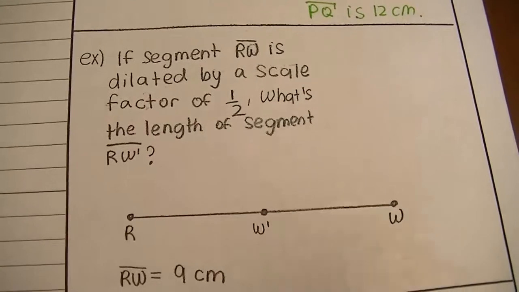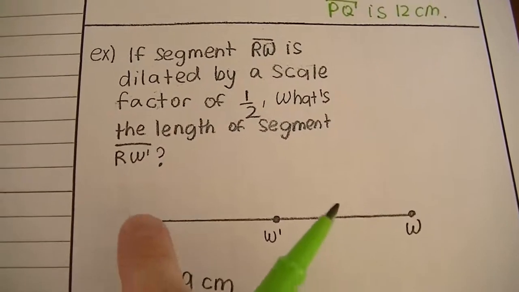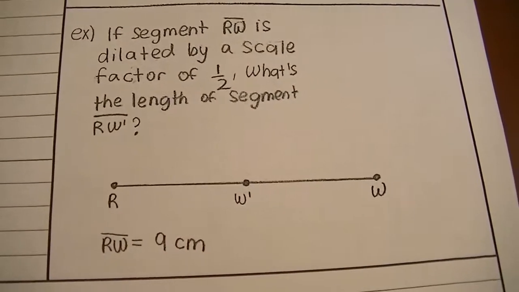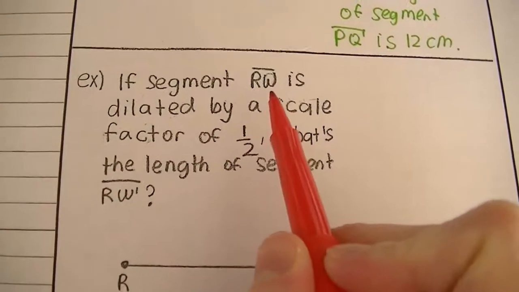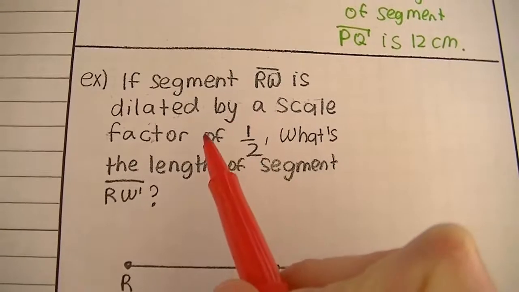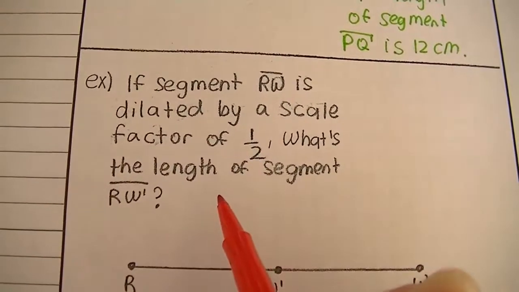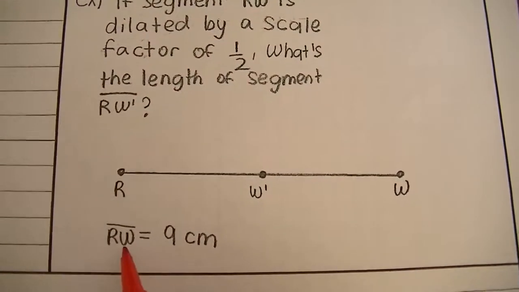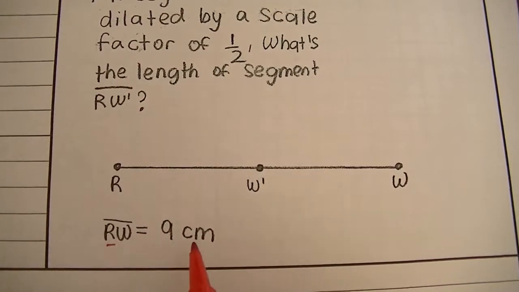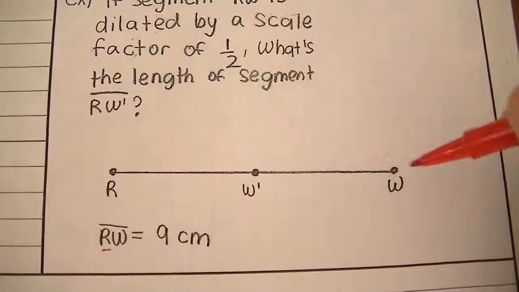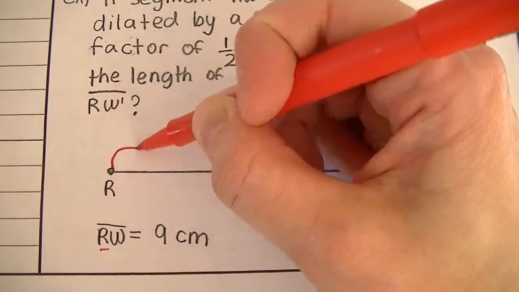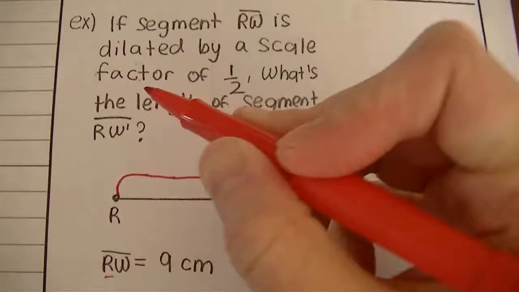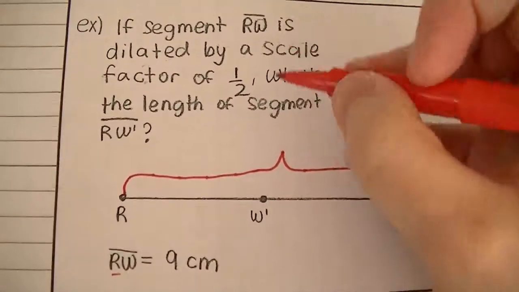Okay, looks like we've got another segment going on right here, and we're going to go ahead and label it like we did the previous example. And it says if segment RW is dilated by a scale factor of 1/2, what's the length of segment RW prime? So I'm going to go ahead and label what I have right here. R to W is 9 centimeters. So this length right there is 9 centimeters.